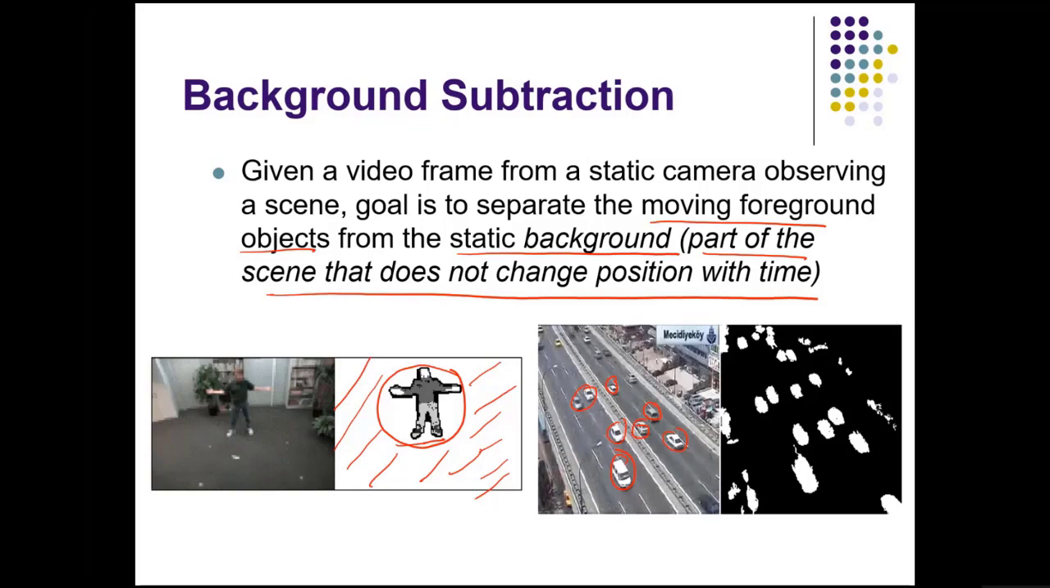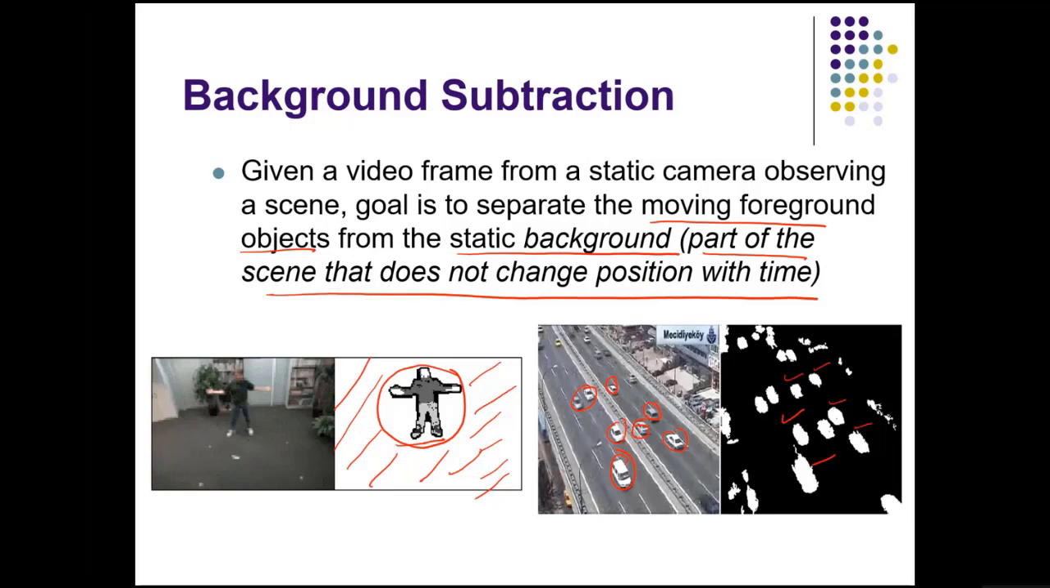Similarly, in this traffic scenario, these vehicles are the moving part of the scene, and the other part of the scene, which is the road and the traffic lights and the buildings, is the stationary part. So the goal is to segment out the regions which correspond to the vehicles here, and all the other parts should be considered as the background, because that is the static part that should not change position with time.